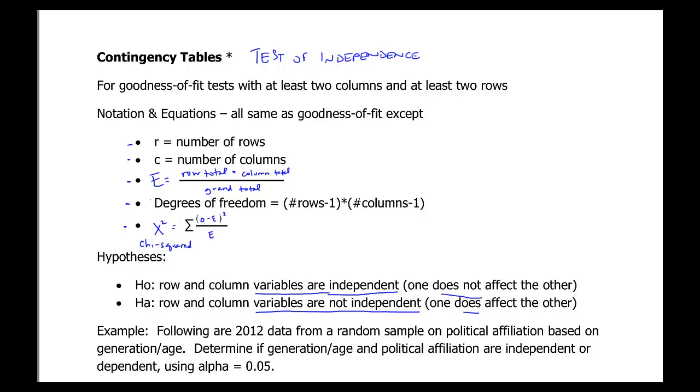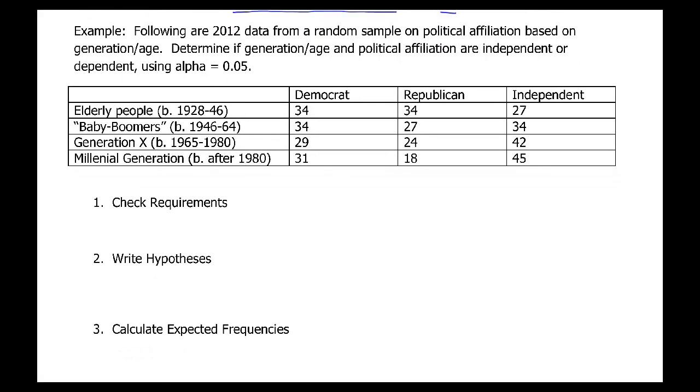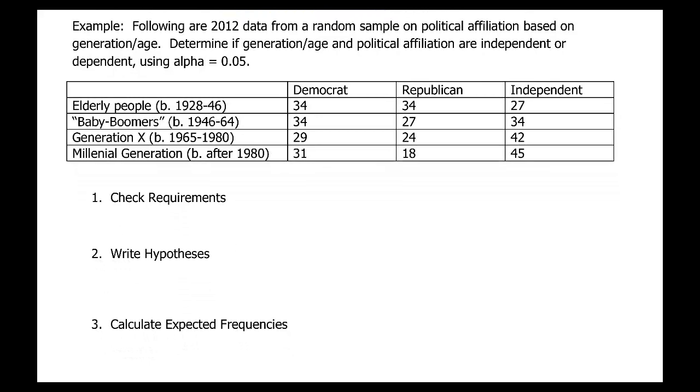The example is using political affiliation data again. But in this case, instead of just looking at the categories, we're going to be looking at age groups and categories of political affiliation. So two variables. And we want to know if perhaps your age or your generation that you're in affects what your political affiliation might be. So we have political affiliation and age as our two variables.